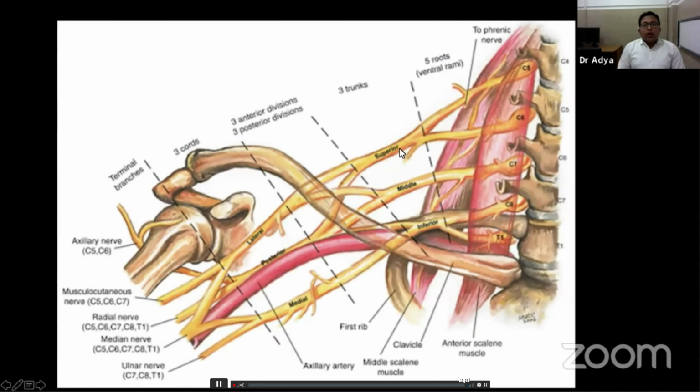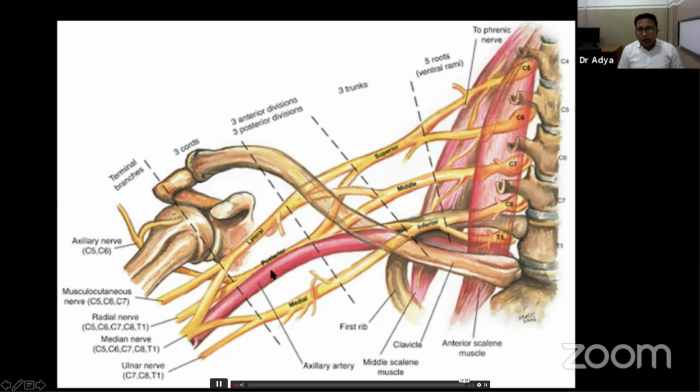Now for imaging of the brachial plexus, we need to remember three pieces of anatomy. Then our life becomes a lot easier while imaging the brachial plexus. The three pieces of anatomy are the scalenus anterior muscle, the scalenus posterior muscle, and the subclavian artery. The roots and the trunks will be between the scalenus anterior and scalenus medius muscle, whereas the cords of the brachial plexus will be related to the subclavian artery.